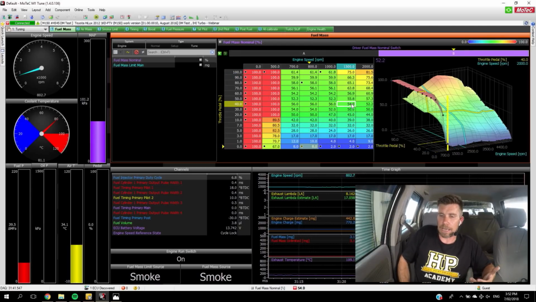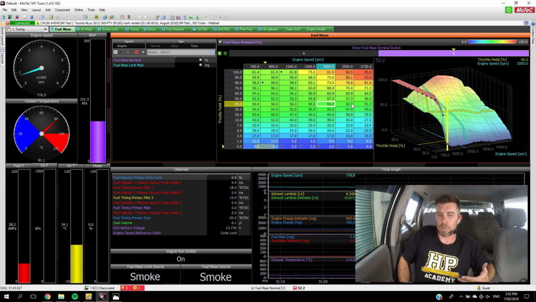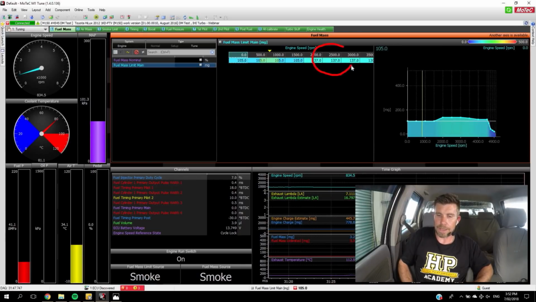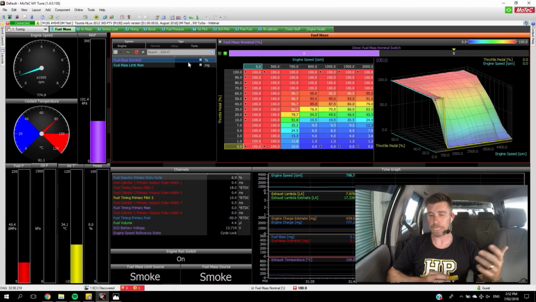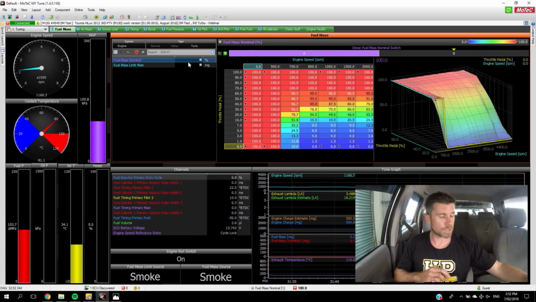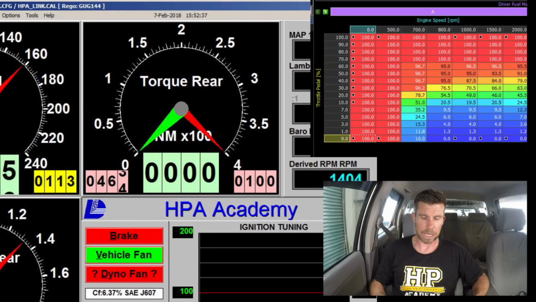So if we see a value of 100% in this table, what that means is that it's going to be delivering all of the maximum amount of fuel defined by our fuel mass limit main table. We'll talk a little bit about some modifiers or adjustments that can be made to that final fuel that's going to be delivered shortly. But what we'll do now is run our engine here at 2000 RPM, and have a look at how the fuel being delivered affects our torque.